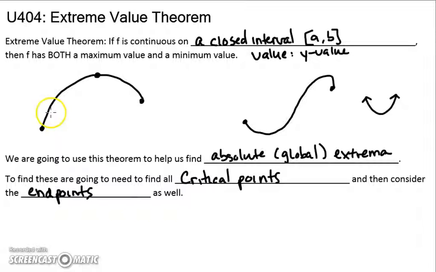Sometimes, like in this case, we'll get an absolute extrema from our endpoint. Sometimes, like in this one, that's not an absolute max or min. So sometimes they will be, sometimes they won't be.